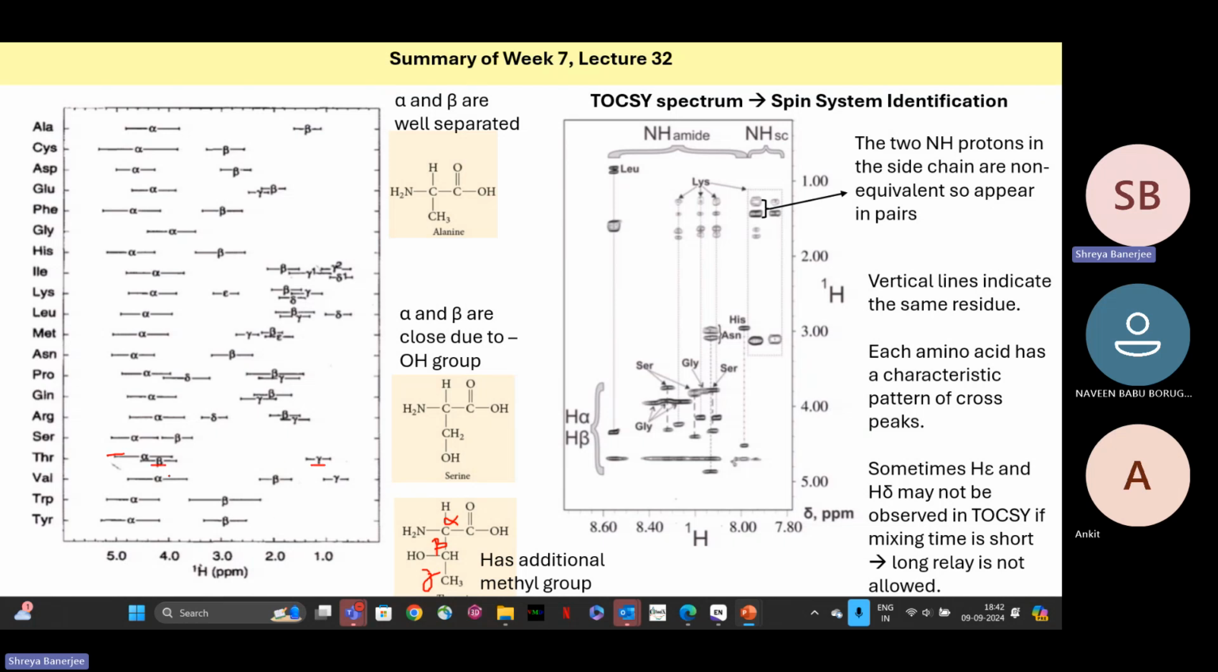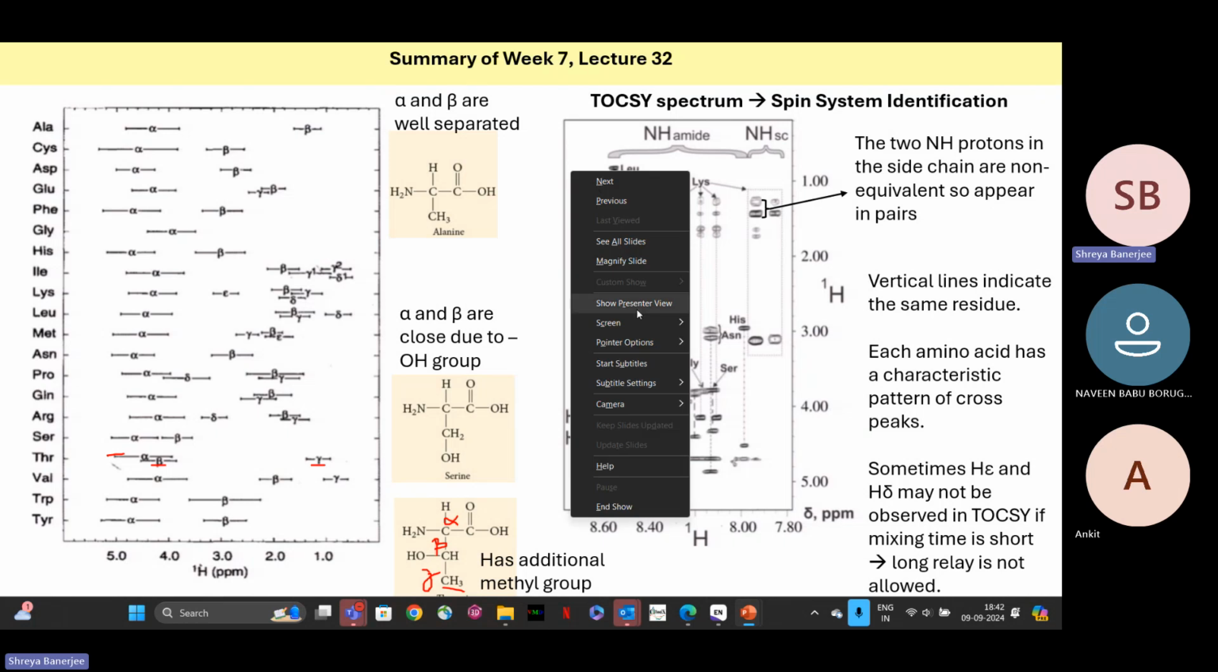So alpha and beta in threonine, similar to serine, are very close to each other because of the electron withdrawing effect of the OH group. But gamma is again pretty upfield because gamma hydrogen is not directly connected to the OH group. So like that, different amino acids can have different ranges of the shifts. So this is the basic 1D NMR spectra.